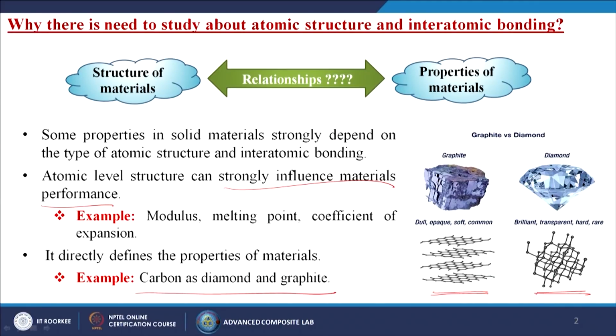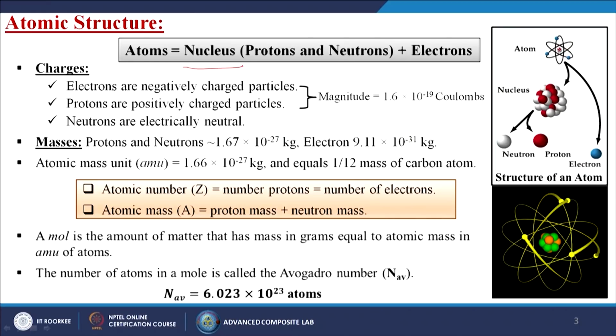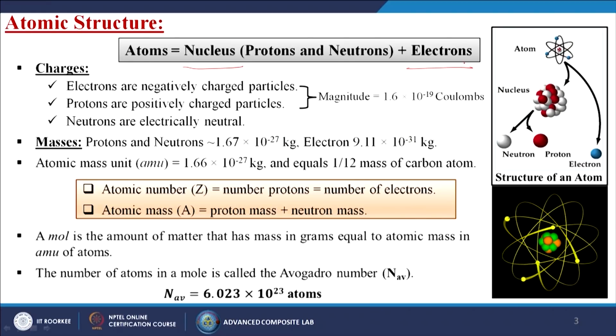So, the crystal structure of graphite is a layer by layer stacking, and in diamond it is a close packing of the carbon atoms. So, first let us know what the atomic structure is. Generally, an atom is equal to nucleus plus electrons. The nucleus is constituted by two things, the protons and the neutrons, and the other one is called the electrons. So, an atom is divided into two groups, one is the nucleus, another one is the electrons.